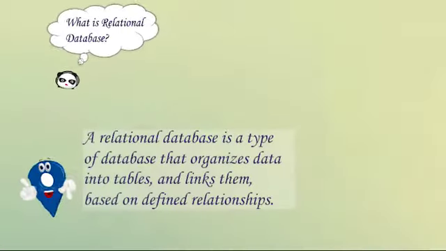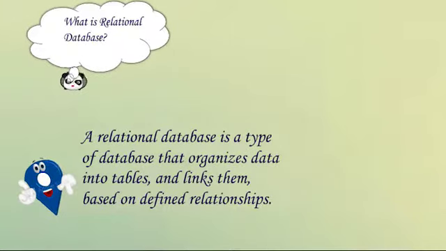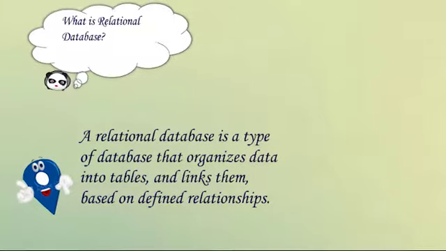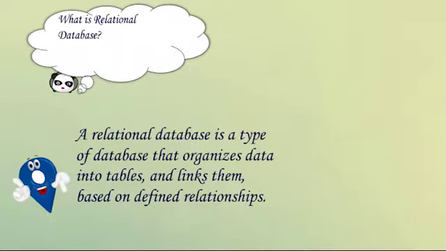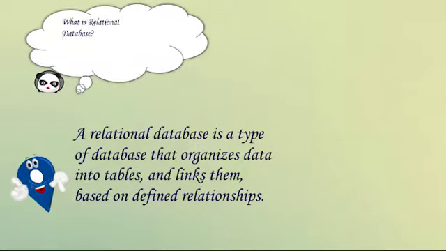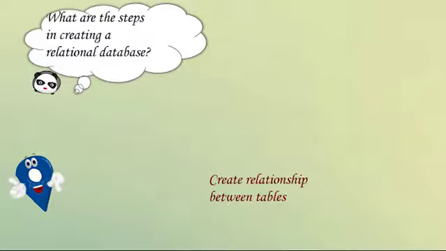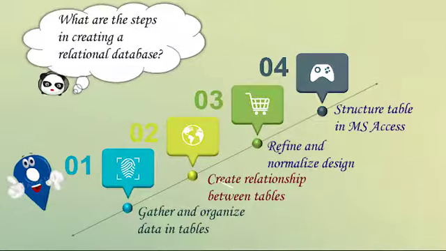What is a relational database? A relational database is a type of database that organizes data into tables and links the tables based on a predefined relationship. What are the steps involved in creating a relational database?